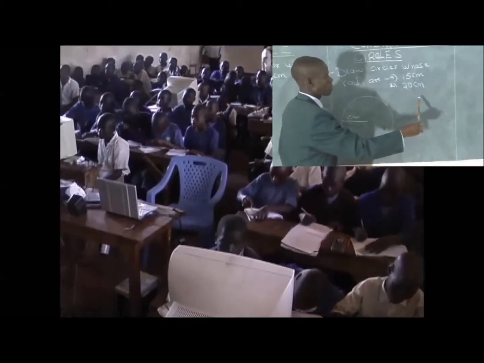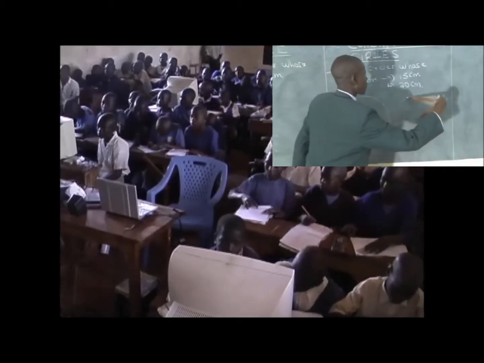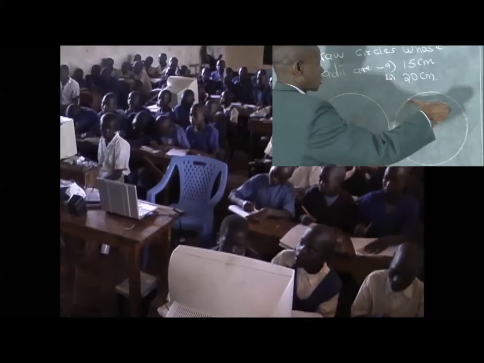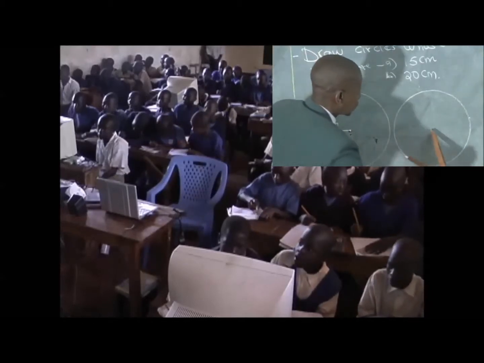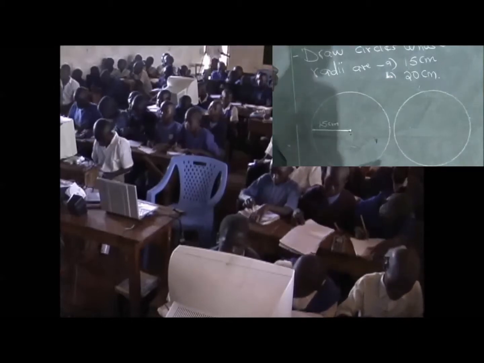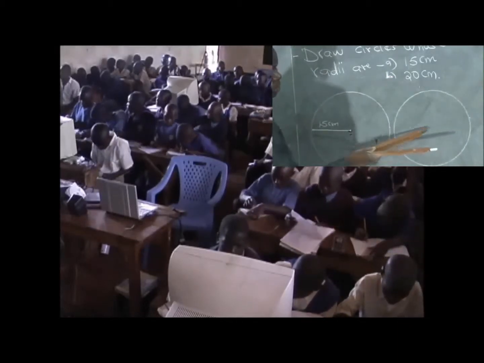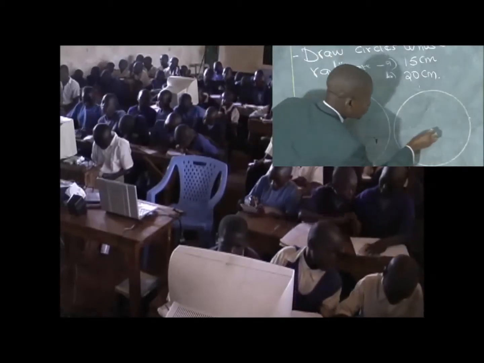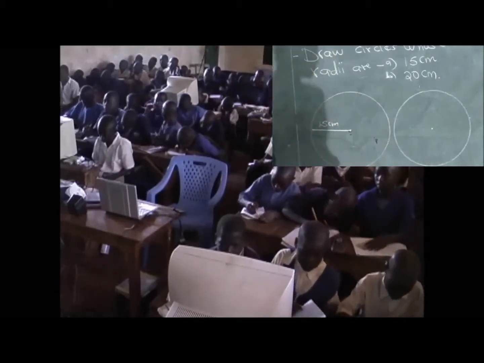After that, I will take the pair of compasses, place it on the board, and then draw a circle whose radius is 20 centimeters. So here's the circle drawn. Its radius is 20 centimeters. Now the point at which the compass was standing marks the center of the circle. So that is the center of that circle.